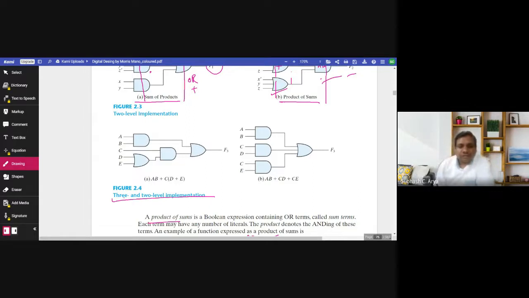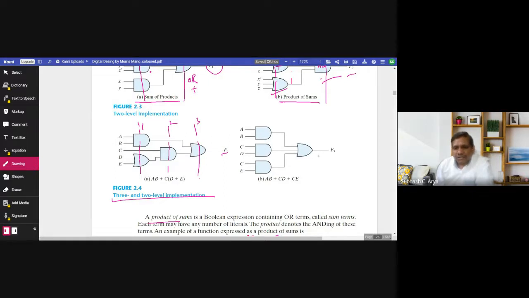Now in the three level implementation, you can see the function given is F3. F3 is expressed as AB plus C into D plus E. To get the output, not necessarily all inputs have to pass all three levels, but an input has to pass through three levels, level 1, level 2, level 3. So that is the three level implementation, which is slower than the two level implementation.